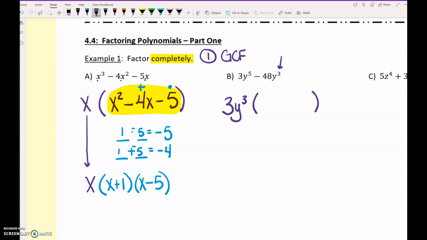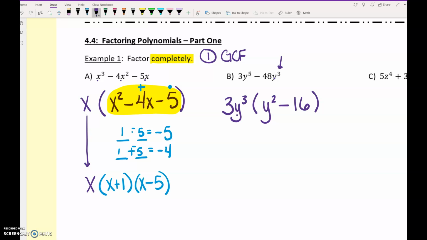3 divided by 3 is 1, but we don't really need to write that 1. Y to the 5th divided by y to the 3rd is y squared. You've got 5 y's. You're taking 3 of them out. That leaves 2 of them left over. Negative 48 divided by 3 is negative 16. And we're taking y to the 3rd out.